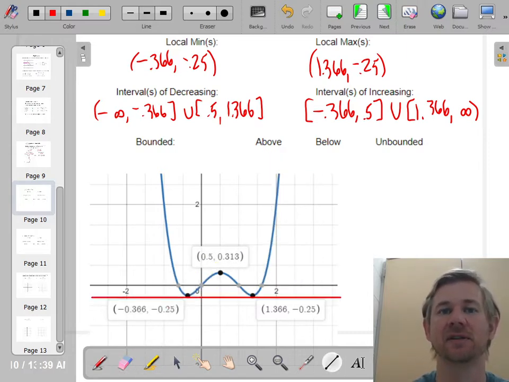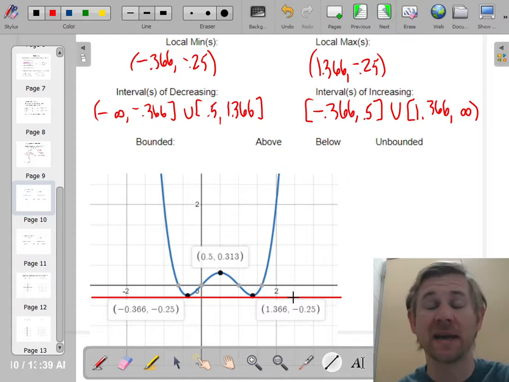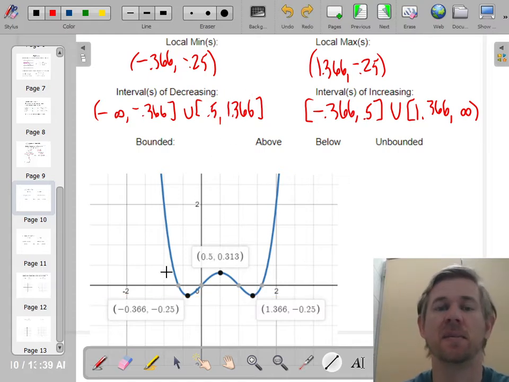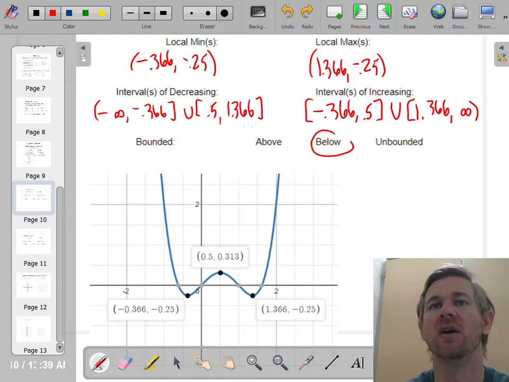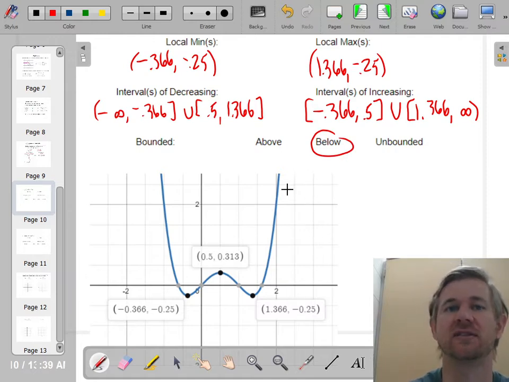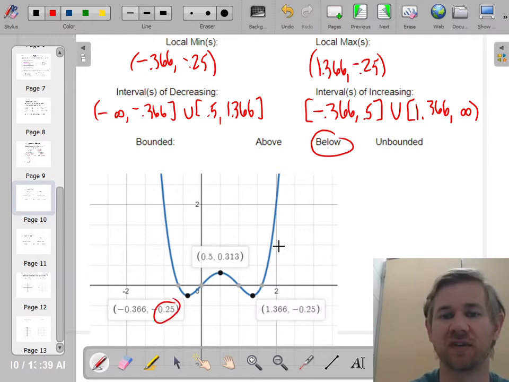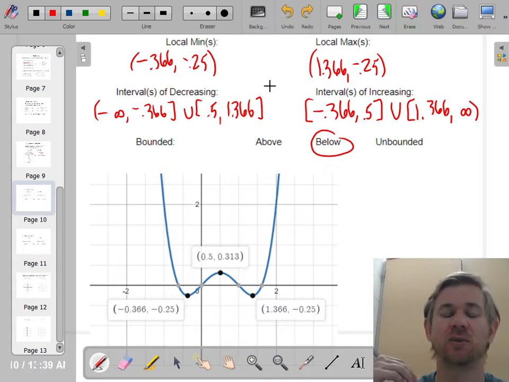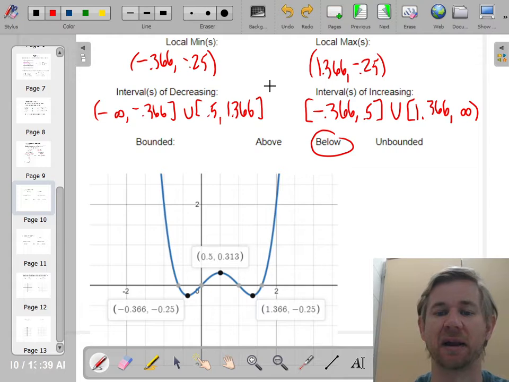You'll notice that this thing has a bottom. It has an absolute minimum, a global minimum, I guess you could say. That means it is bounded below. It doesn't go below a certain point. The smallest y value is negative 0.25, and it doesn't ever go below that. So we say it is bounded below. It's got a boundary on the bottom.